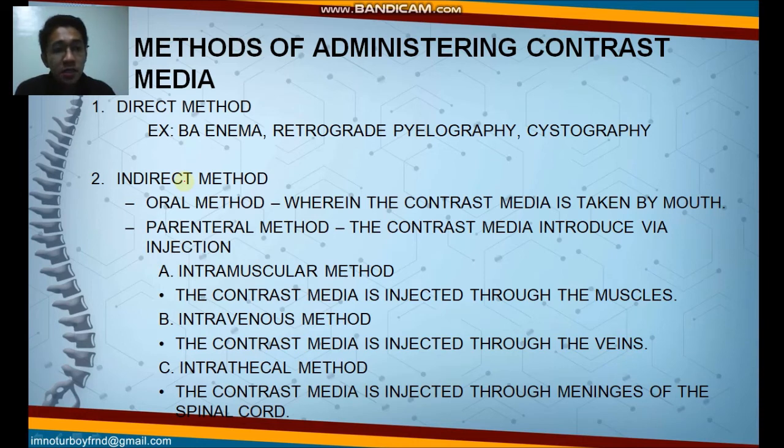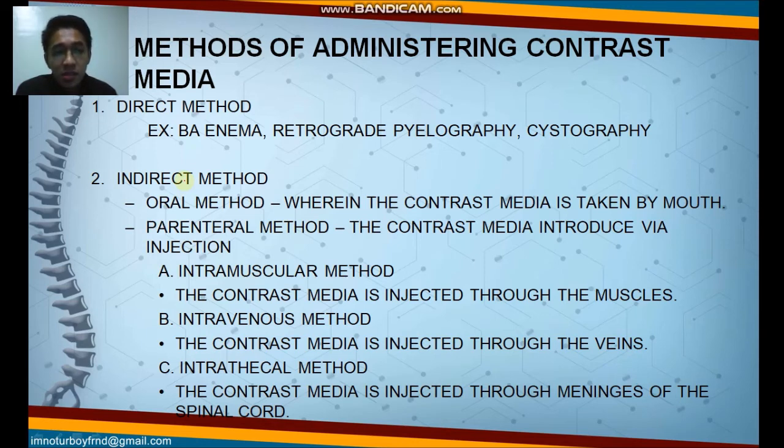So we have two types, the direct method and indirect method. For the direct method, this method allows us to introduce a contrast material directly into the organ or the structure of interest. For example, barium enema, retrograde pyelography, and cystography. Right? In barium enema, the organ or the structure of interest is the large intestine.